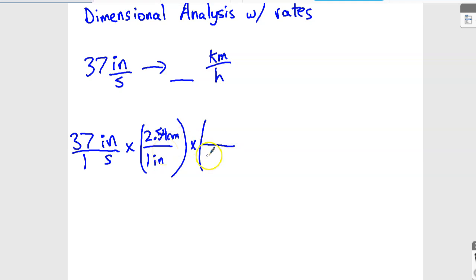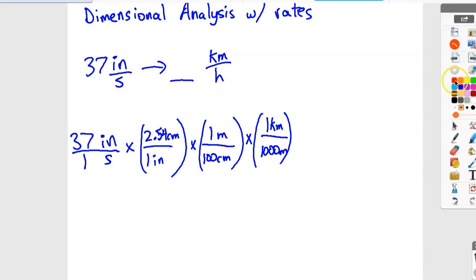And I know that there are 100 centimeters in 1 meter. So I'll do that. And I need to get to kilometers now. There are 1,000 meters in 1 kilometer. If you didn't remember those, there's an upcoming video on SI prefixes that will help. So I did kilometers. Inches are now in kilometers if I look back through and see what I canceled out. So inches cancel inches, centimeters cancel centimeters, meters cancel meters, and I'm left with kilometers.